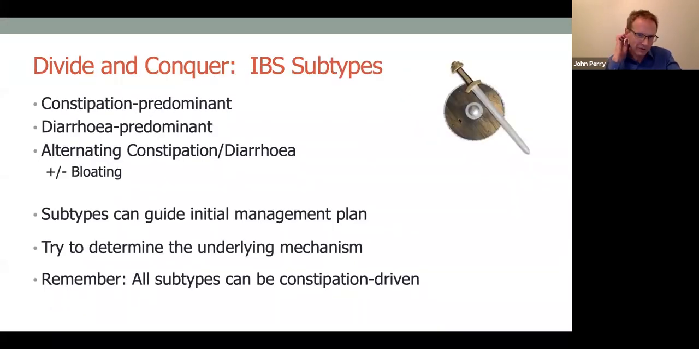So the way to get around this is to divide the patients up, and you can divide them into subtypes and then treat them accordingly. And the main subtypes we see are constipation predominant, diarrhea predominant, the alternators or alternating constipation, diarrhea. I add in bloating, whether they're bloating yes or no, on top of those three things. And using these subtypes, you can determine an initial management plan. But ultimately, if you can work out the underlying mechanism for the patient, then you can get absolute control of their symptoms and render them virtually symptom-free. So that's your ultimate goal. You can start off with the subtypes. An important message for this whole talk is that all of the subtypes and all the symptoms can, in some patients, be constipation-driven, so look out for that.